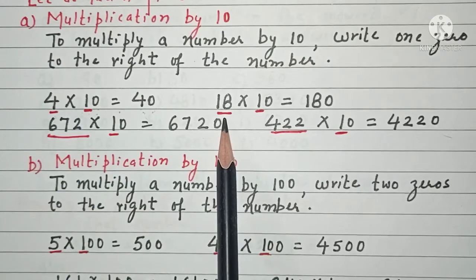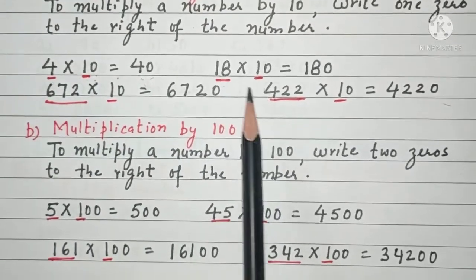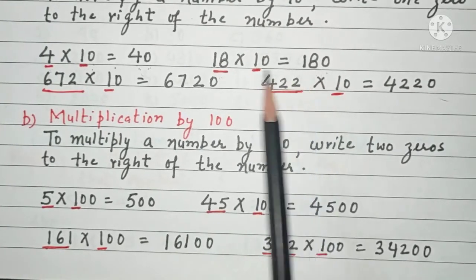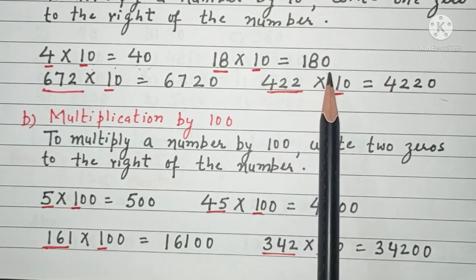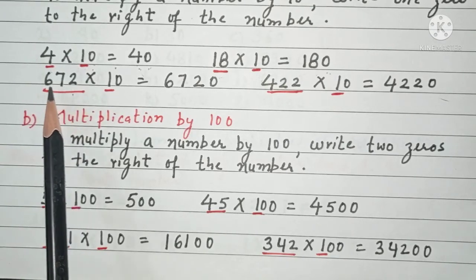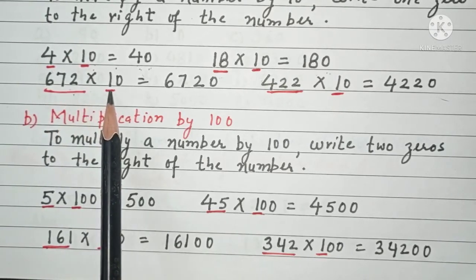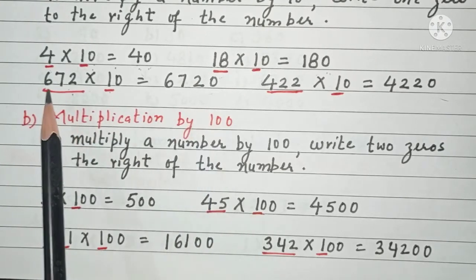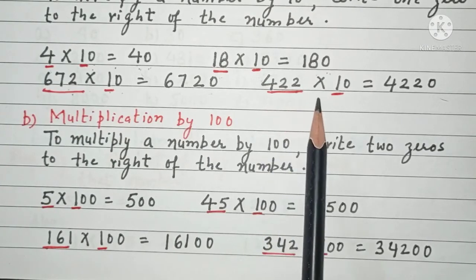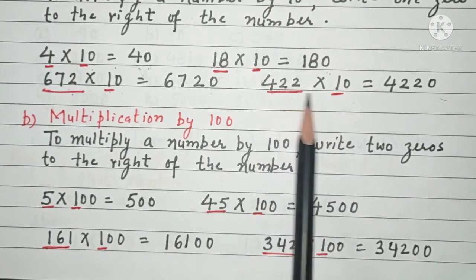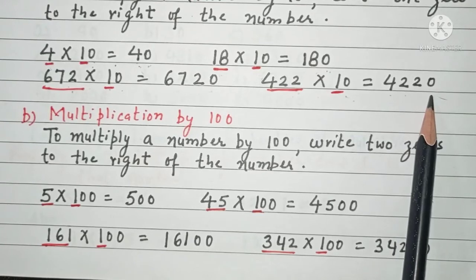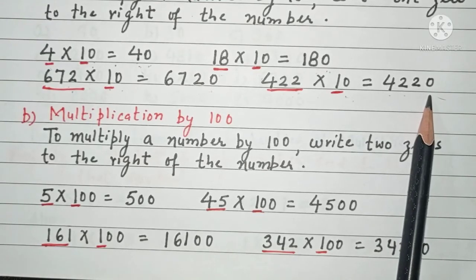So 4 tens is 40. Similarly, a two-digit number such as 18 multiplied by 10. So 18 into 1 is 18 and 1 0 along with the answer, that is 18 into 10 is 180. Now multiplying a three-digit number, no need to worry. Just 672 multiply by 1 and 1 0 in front. So it is 6720. Similarly, 422 into 10. So 422 and 1 0 again. So the answer is 4220. So this is how we have to multiply by 10.